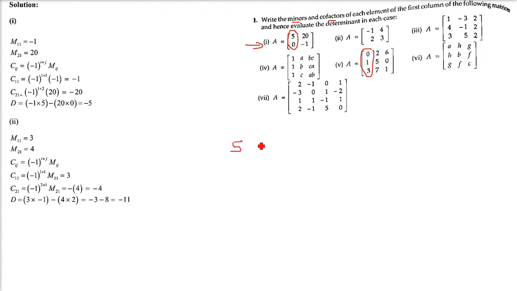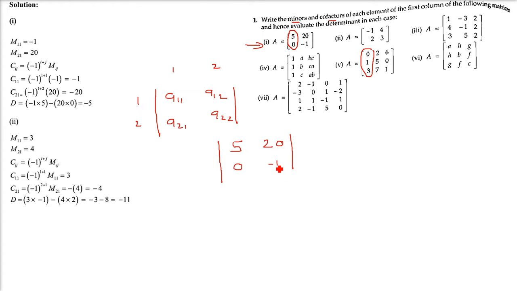So let us write this: 5, 0, 20, minus 1. This is the first one we are doing. When we find the minor, we don't even think about sign. This is a 2 by 2 matrix, that is 2 rows and 2 columns: A11, A12, A21, A22. A11 is 5, A12 is 20, A21 is 0 and A22 is -1.